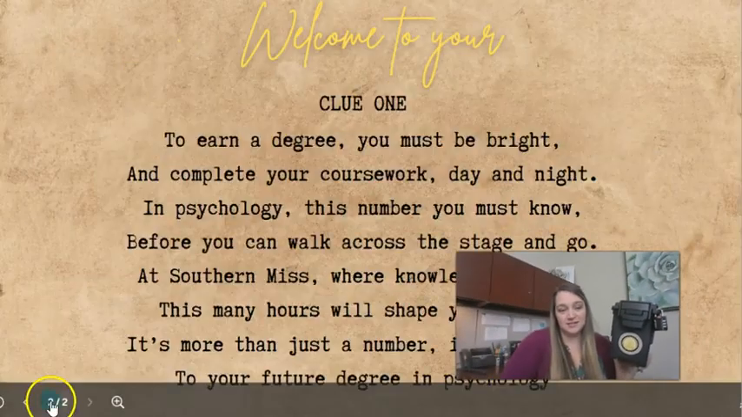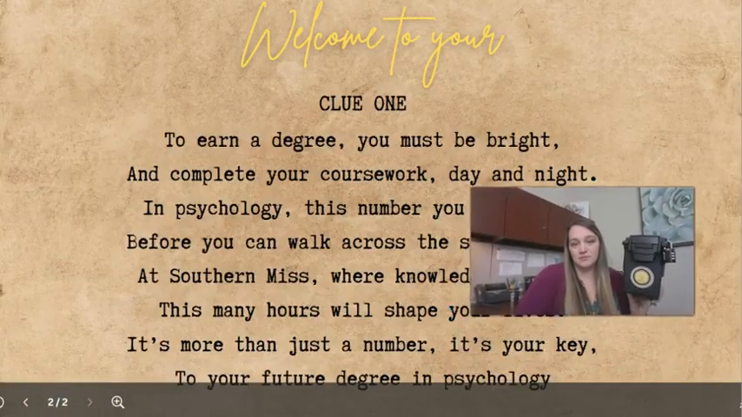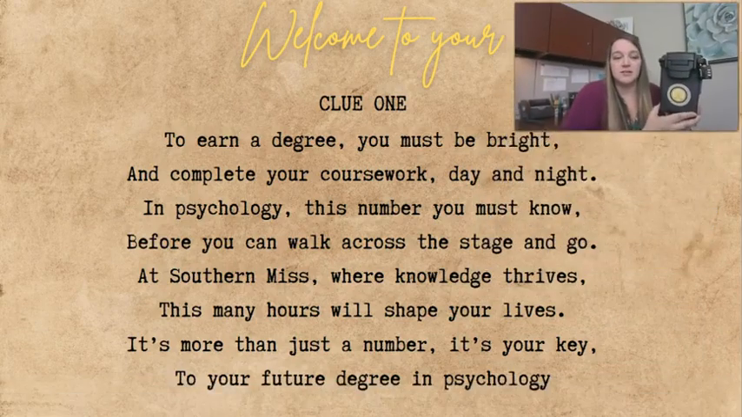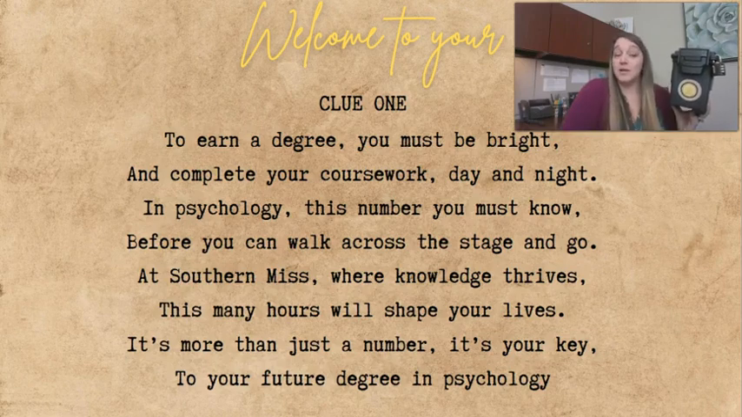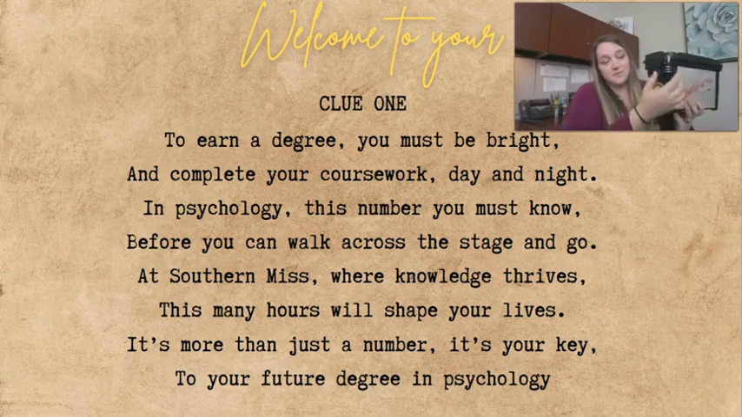Basically, I give everybody the same first clue. That first clue is here. If you read through the clue, it is asking how many hours you need in order to complete your degree in psychology. The answer to that is 120. You need 120 credit hours. So 120 is the code to unlock this little lock.